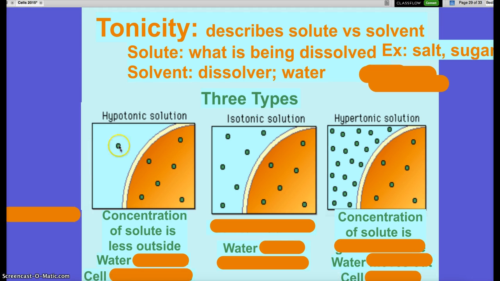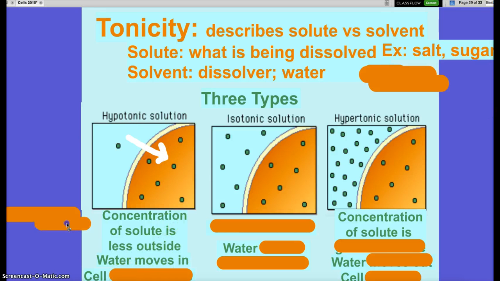So if the concentration of solute is less outside than inside, where is there more water? Look at it. Everything else is water. The outside is more water, because you already wrote in your notes, wherever there's more solute, there's less water. So in which direction does water always move? High to low. So where is there more water? So in which direction is water moving? Inside, from high to low. That white arrow would represent water.